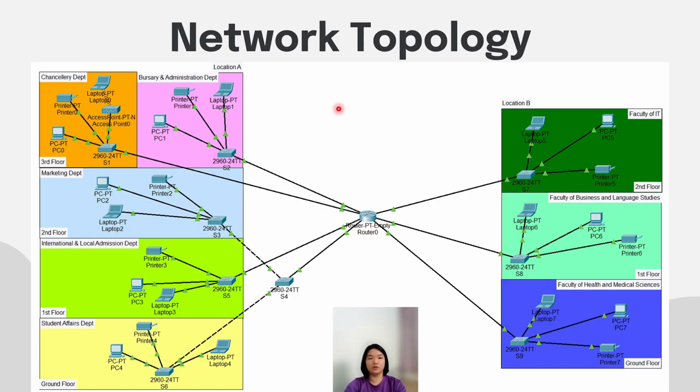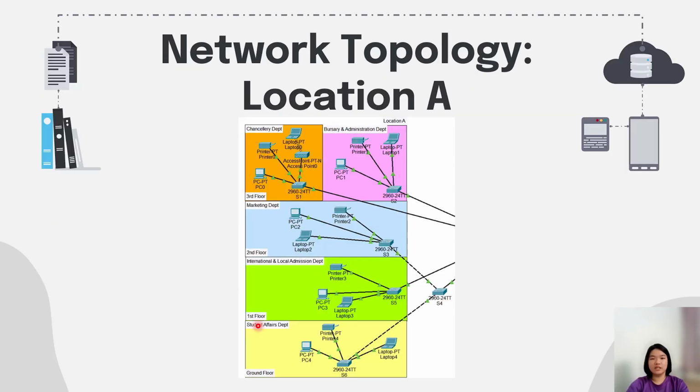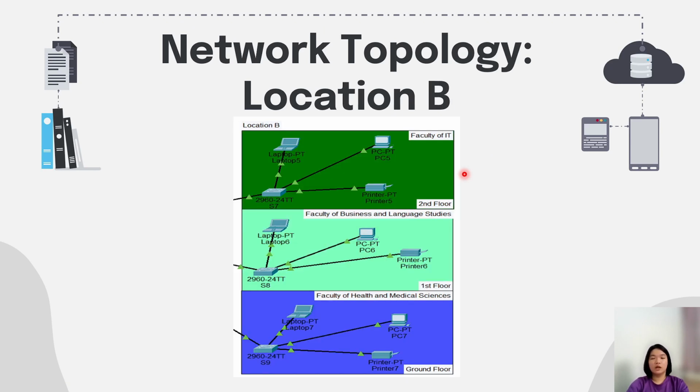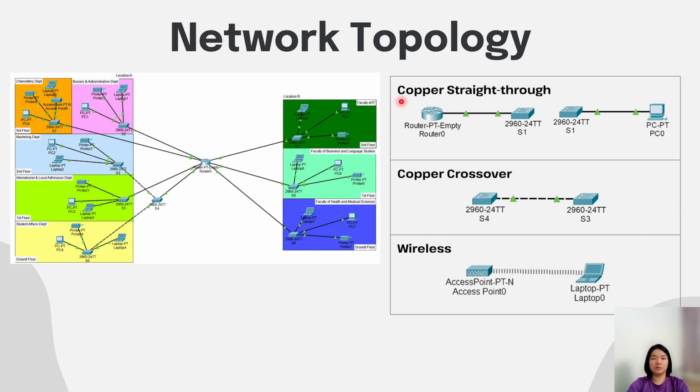This is our overall network topology. As you can see in location A, we have labeled the departments in different colors at different floors. Same as location B, we also use different colors to differentiate different faculties. So in our network topology, we have used the copper straight-through cable to connect the switch to router and switch to end device. We also use the copper crossover to connect switch to switch. Wireless is used in Chancellery Department, and we use an access point to connect to the laptop.